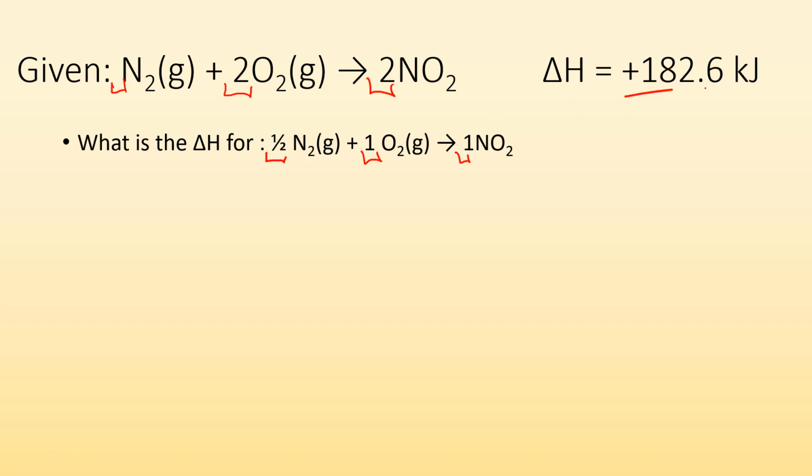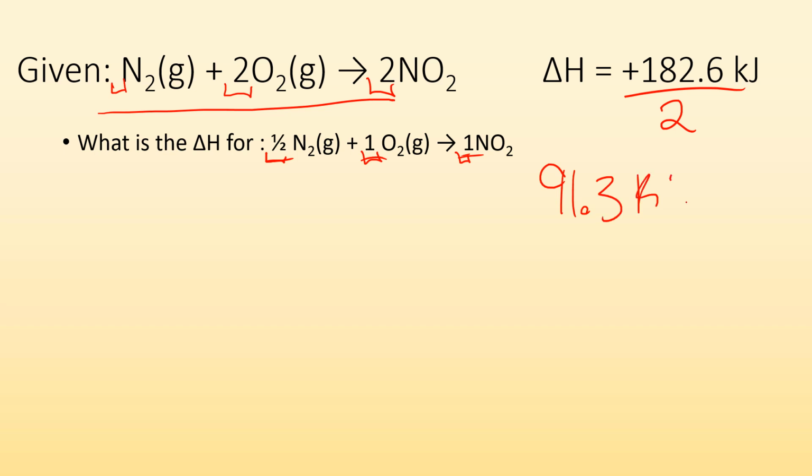If this is 182.6 kilojoules for these coefficients, what's it going to be for these ones? Well, the coefficients are cut in half. I have to cut that in half as well. And I would get 91.3 kilojoules in the positive because it was originally in the positive. So when you get a problem like this, you got to look, how did the coefficients change? Do they double? Do they cut in half? Do they quadruple? And then do the same thing to the DeltaH.